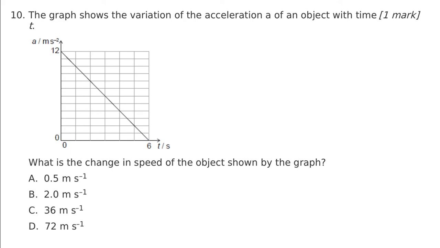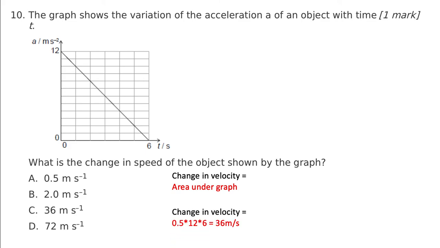Last one, and then we're done. We've got to think right back to that first question about the acceleration time graph. Again, we want to know the change in speed or change in velocity here. Again, the change in velocity is the area under an acceleration time graph. So all we have to do is multiply that base and that height and then divide it by 2, and we're left with C, which is 36 meters per second.